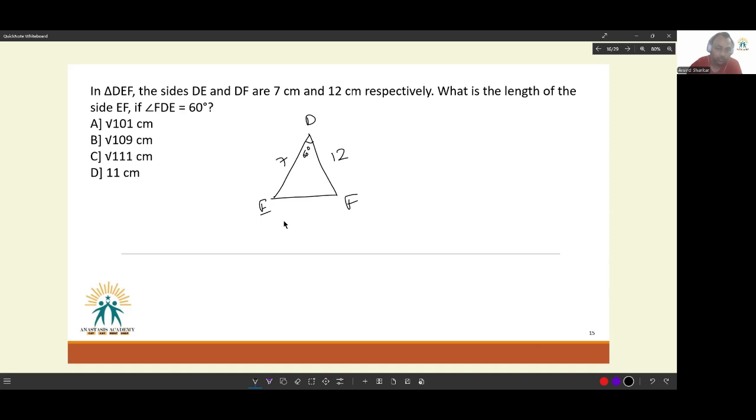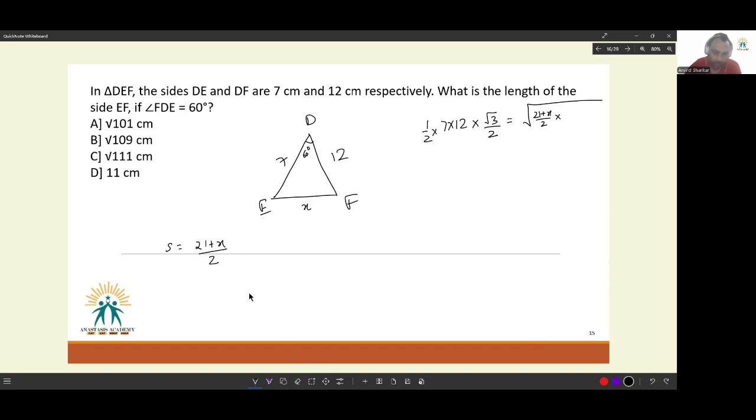Heron's formula. If you take this side as X, the semi-perimeter will be (21 plus X) by 2. So the area of this triangle will be given by half into 7 into 12 into sine 60, which is root 3 by 2. That will be equal to the square root of (21 plus x) by 2 into (21 plus x) by 2 minus 12.